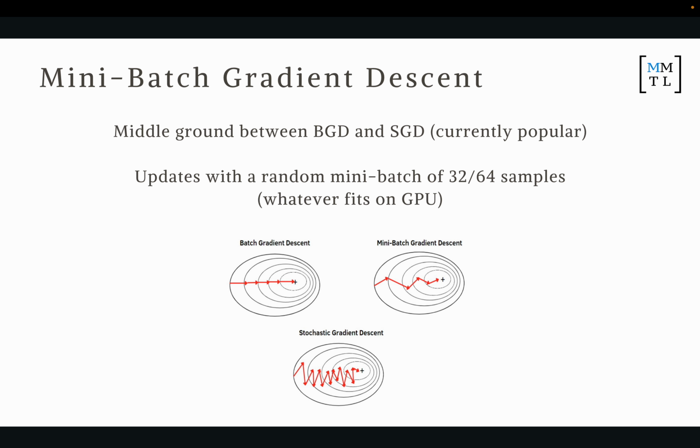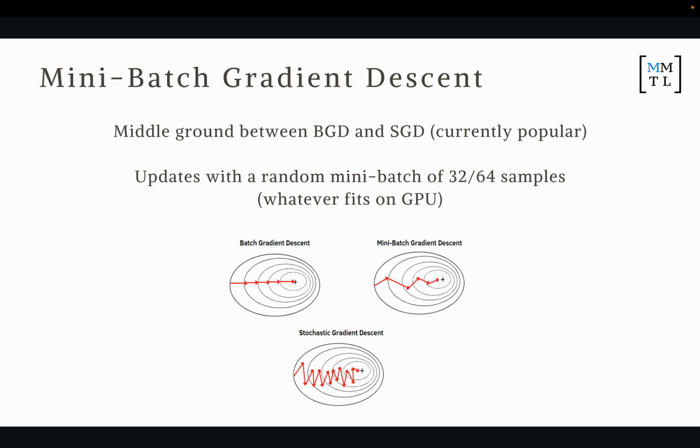Now, people realized that stochastic gradient descent is very noisy, but it was also computationally a bit of a waste, because you're using the expensive GPU that you've bought on a single data point every single time, right? And so they came up with something in between called mini batch gradient descent, which is a middle ground between batch gradient descent, that's BGD, and stochastic gradient descent, right? And so mini batch is the current gold standard. That's what people use. It basically updates with a random mini batch of 32 to 64 samples.